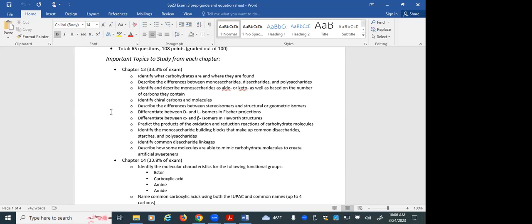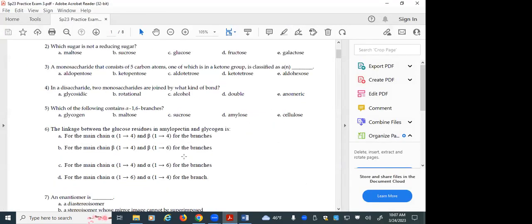But in terms of, okay, draw me a Fischer projection for glucose, I'm not going to ask you to do that. What I am going to ask you to do is, if I give you a Fischer projection of glucose, can you tell me that it's D or L? If I give you a Haworth structure, can you tell me if it's alpha or beta? And so just to remind ourselves of what those look like.